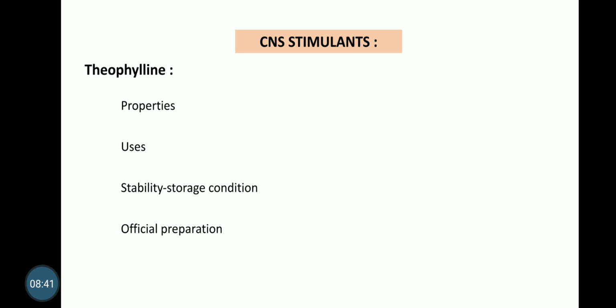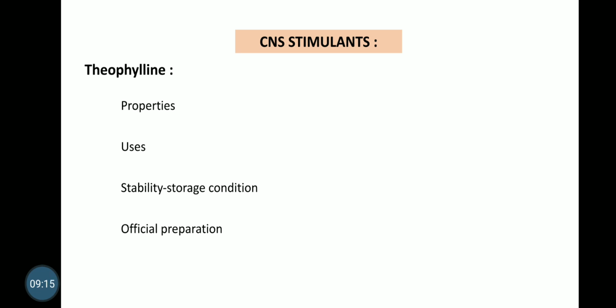Now why is it used in these 3 following conditions, that is asthma, chronic obstructive lung diseases, bronchospasm? Because along with a CNS stimulant effect, theophylline also produces bronchodilation. Hence it is used in treatment of asthma, chronic obstructive lung diseases and acute bronchospasm. It is used to treat left ventricular failure. It is used to treat neonatal apnoea.